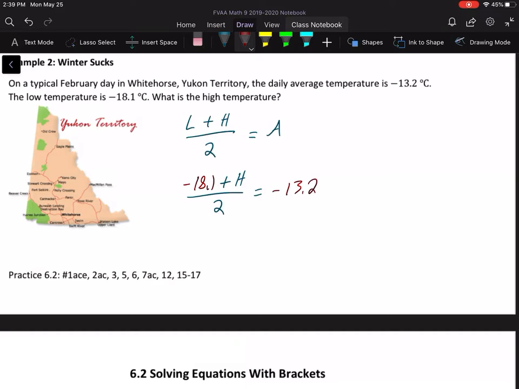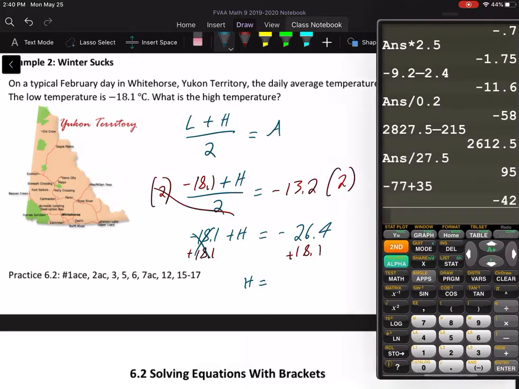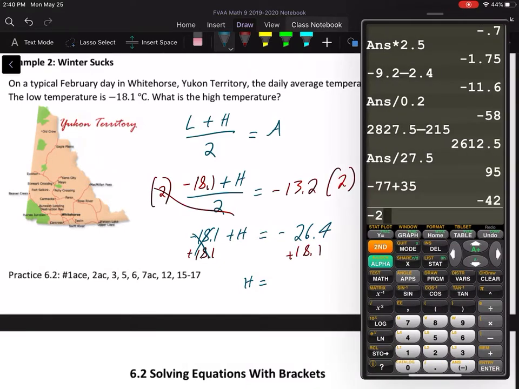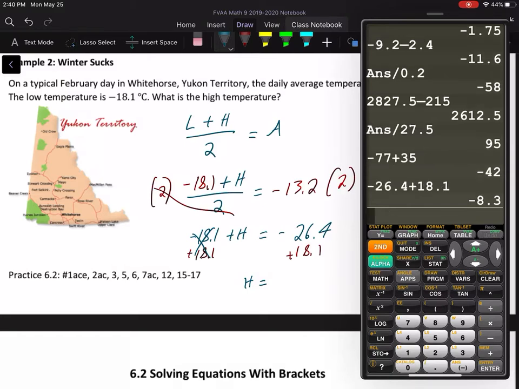Now for this situation, because I have a denominator there, I'm just going to multiply both sides of my equation by 2. That cancels out that denominator there. I end up with negative 18.1 plus H is equal to negative 26.4 degrees. And then I add 18.1 degrees on both sides. And that cancels that out. I end up with H is equal to negative 26.4 plus 18.1. The high is negative 8.3 in Yukon.